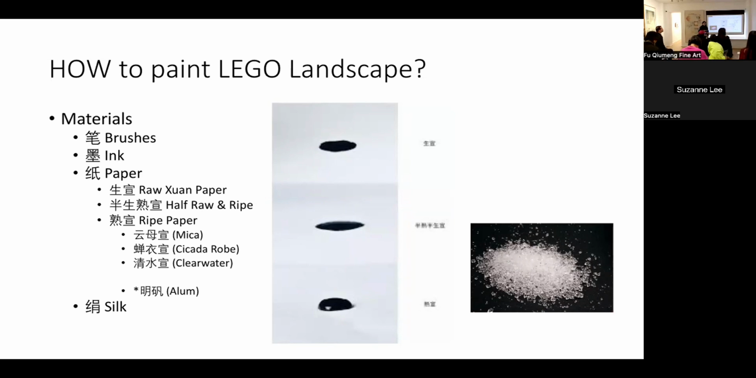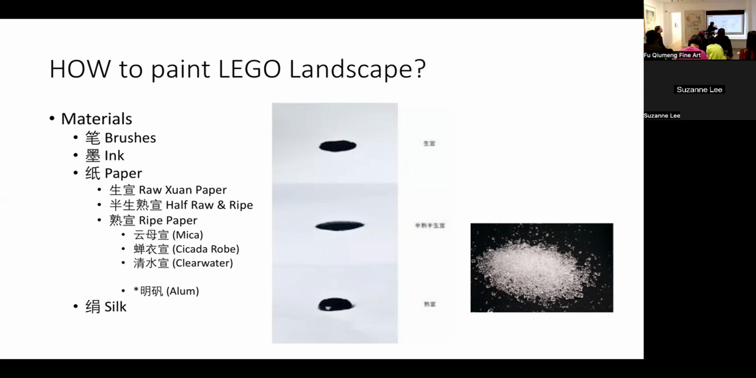But the paper we use for gongbi paintings is a little bit different, because the xuan paper we normally use for calligraphy will infiltrate when you apply ink onto it, right? So it's like the raw xuan paper. And we also have some half raw xuan paper, where when you apply ink, it will infiltrate a little bit.